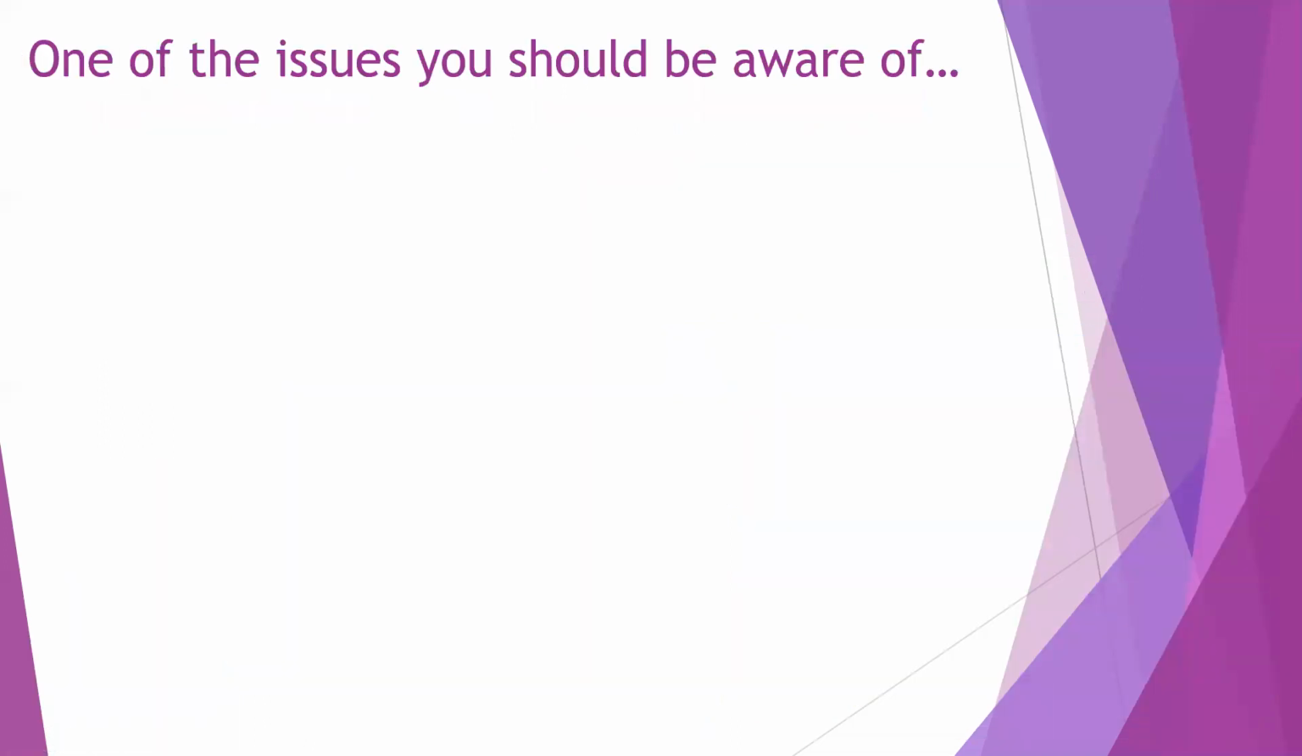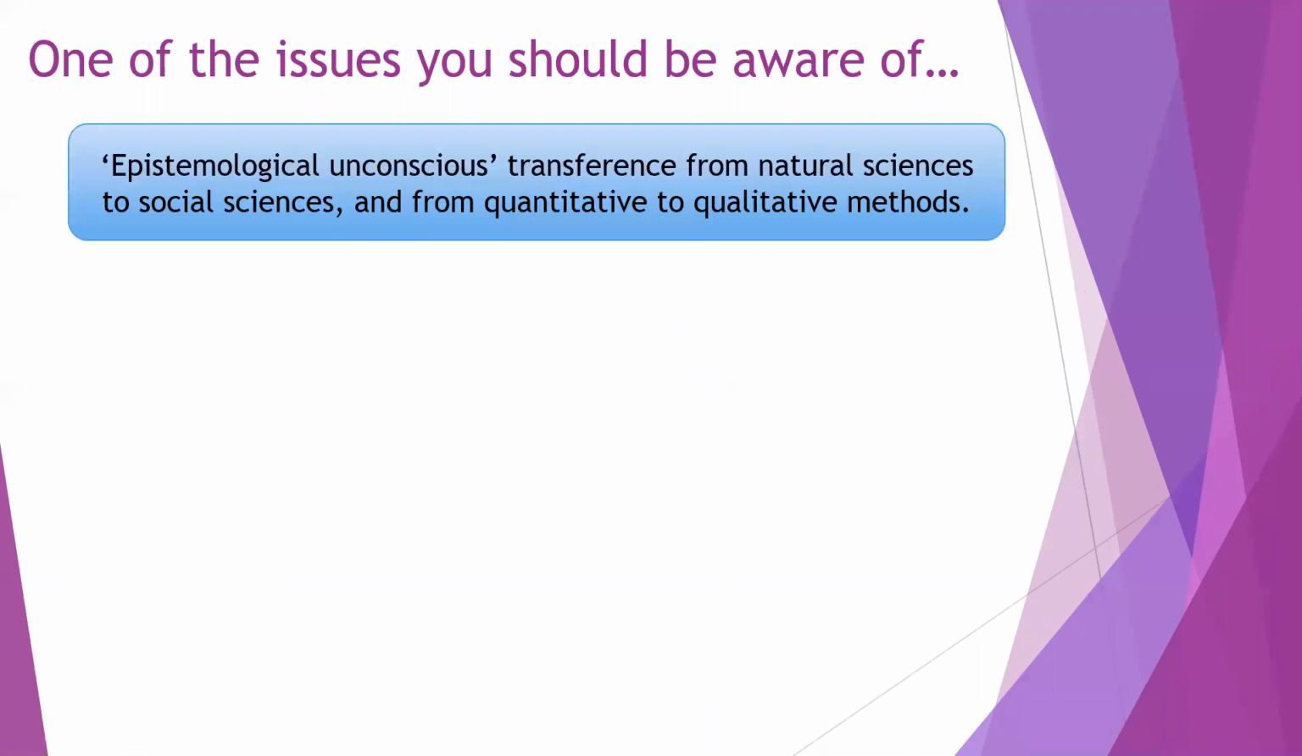Now, one of the issues I think students in education should be aware of, and particularly students in education who are doing qualitative work, is what Stoller calls epistemological unconscious, transferring from natural sciences to social sciences, from quantitative to qualitative methods, assumptions about what good knowledge production looks like.